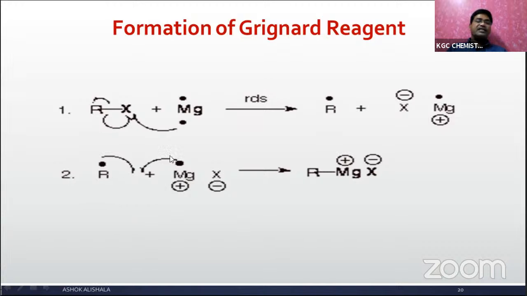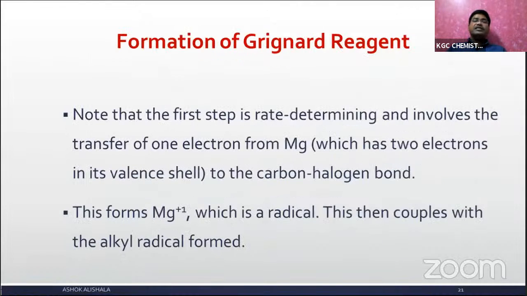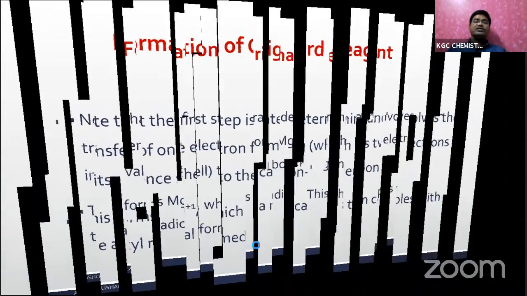Then this electron and the electron of the alkyl group are involved in the formation of the polar covalent bond. In this way, the Grignard reagent is formed. The first step is the rate determining step. Note that the first step involves the transfer of one electron from magnesium, which has two electrons in its valence shell, to the carbon-halogen bond. This forms Mg+1, which is a radical. This then couples with the alkyl radical formed. Just now I told you that.